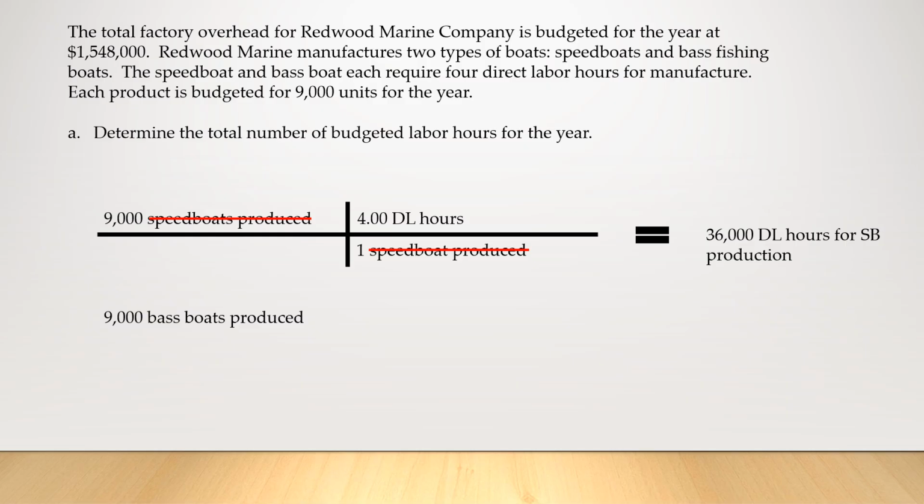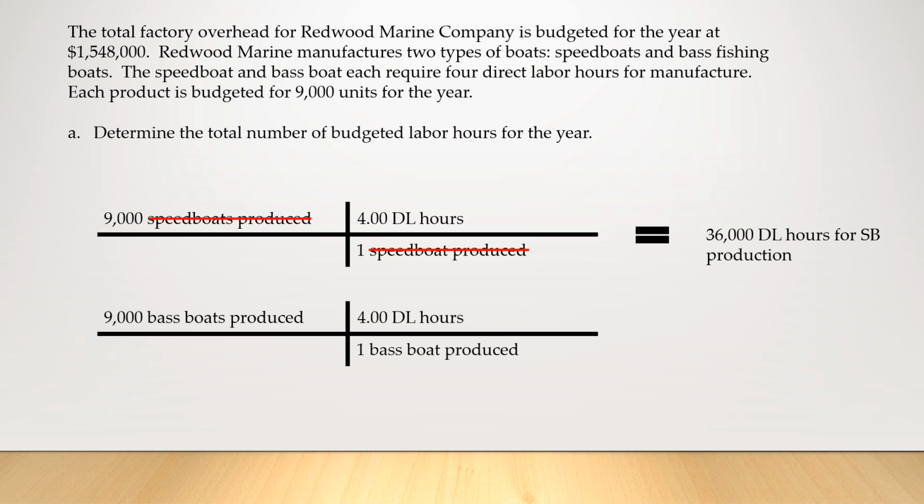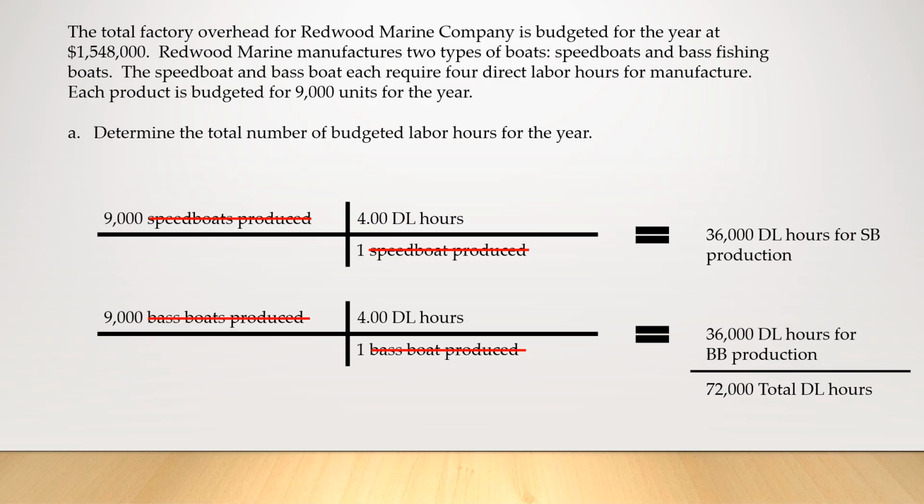Bass boats also require 4 direct labor hours per boat. So apply that same conversion rate to the 9,000 bass boats, and those units will also require a total of 36,000 direct labor hours. In total, this plant needs 72,000 direct labor hours to cover all of production.